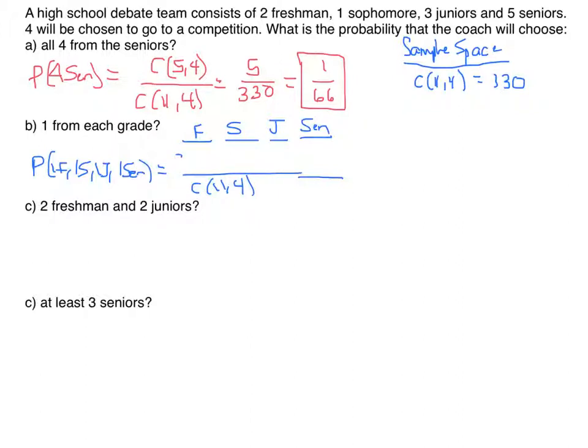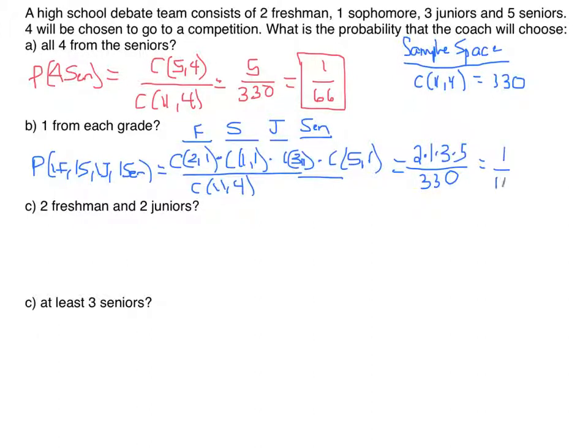So for freshmen, there are 2 to choose from, and we only want 1. For sophomores, there is 1 to choose from, and we want that 1. For juniors, there are 3 to choose from, and we want 1. And then for seniors, there are 5 that we have to pick from, and we want 1. And so this gives us 2 times 1 times 3 times 5 over 330, which simplifies to just 1 over 11.